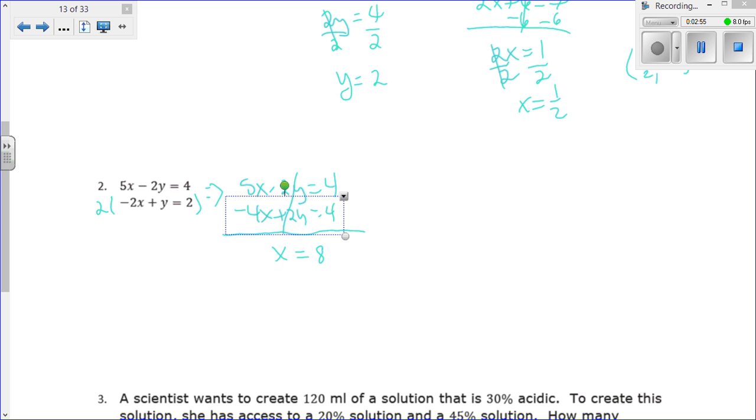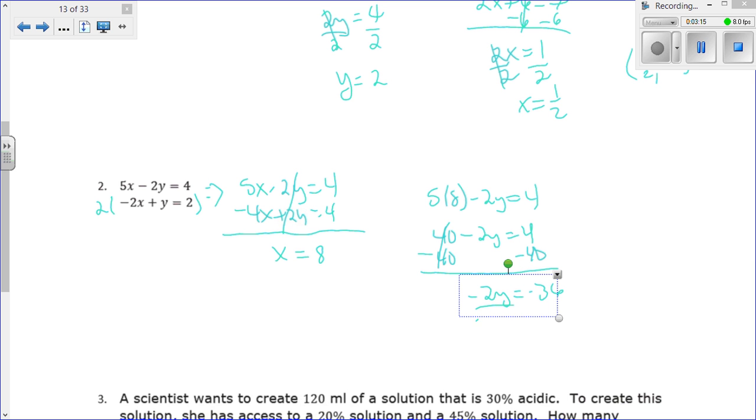So let's find y. 5 times 8 minus 2y equals 4. So 40 minus 2y equals 4. Subtract 40. So negative 2y equals negative 36. Divide by negative 2. So y equals 18. So my ordered pair this time is 8 and 18. Now notice I'm not making you do the checks for these. If you really wanted to, you could check them both, but you don't need to.